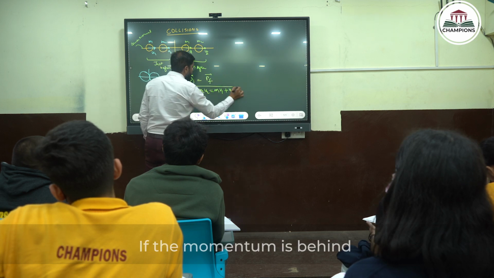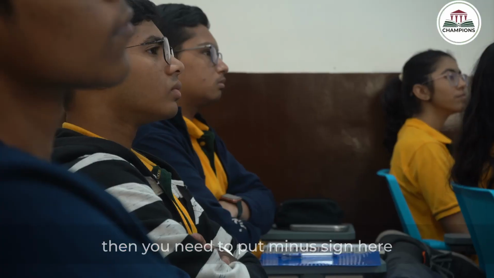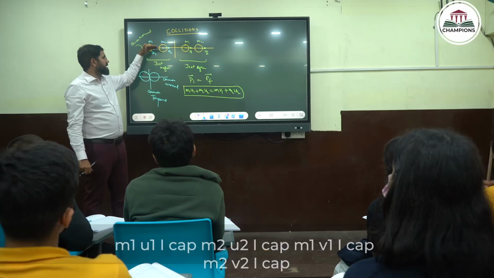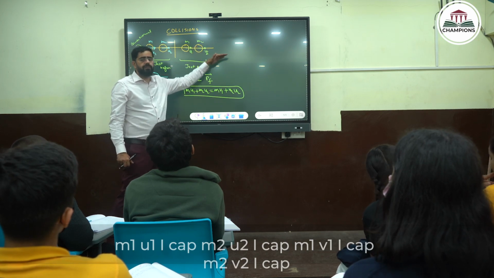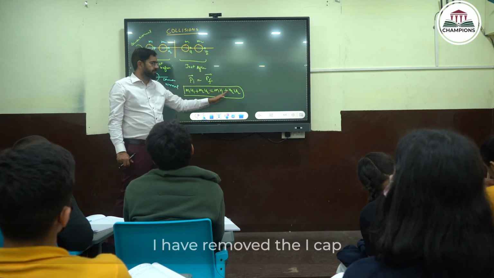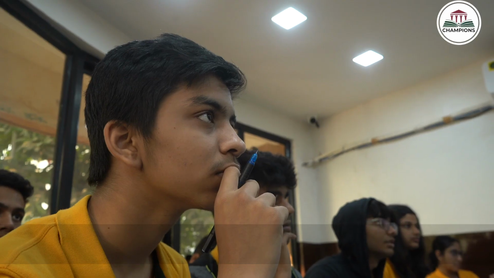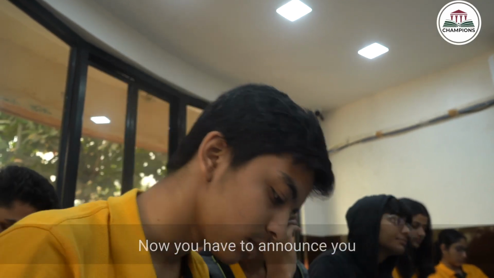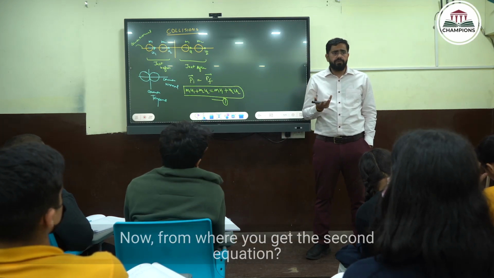तो अगर किसी का भी momentum पीछे हो, यानी इसका velocity इधर नहीं होता, इधर होता, तो ये minus sign आ जाता. m1 u1 I cap, m2 u2 I cap, m1 v1 I cap, m2 v2 I cap. I cap हटा दिया, तो ये equation बन गई. This is first equation. Now you have two unknowns, you have only one equation right now. From where would you get the second equation?